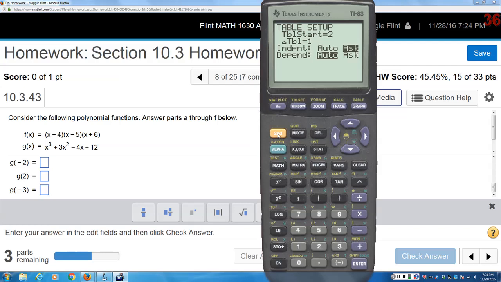So once you set it up to ask, then go to your table, and it says what's G of -2. Where do you get to ask, I'm sorry? Second window, and you have to actually put your cursor on ask and hit enter. Okay? And then second graph to get the table rather than the graph. And you just enter in the numbers it gives you. So -2, 2, -3.